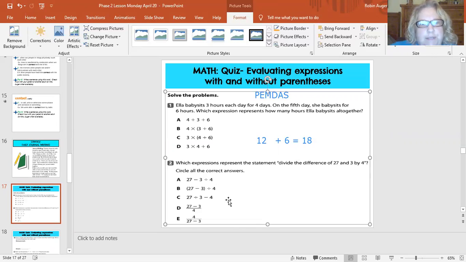Letter B says that we're going to do 27 take away 3 first and then divide it by 4. Now that's exactly what this problem is saying. Divide the difference of 27 and 3, 27 take away 3, by 4. So you take away 3 from 27, then divide it by 4. Okay, so let's keep that one there for now. Now 27 divided by 3, subtract 4. No, that's not talking about the same thing. Divide the difference of 27 and 3, not divide 27 by 3.